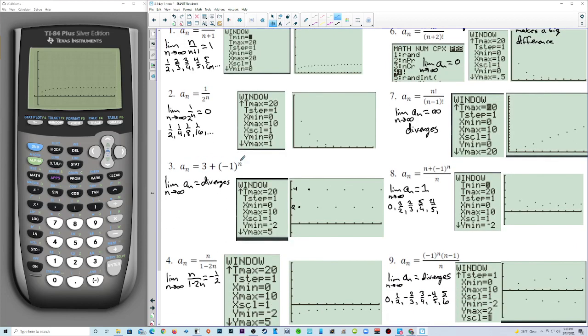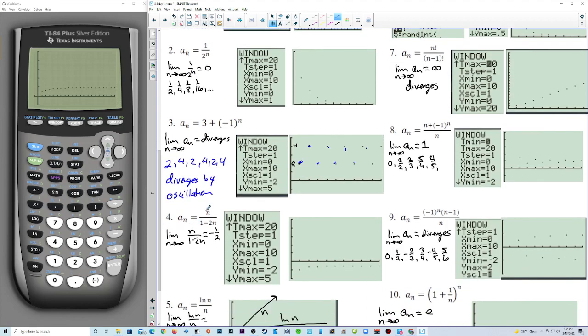Number 3. If we plug 1 in, we get 2, 3 minus 1. When we plug 2 in, that'll be 1, 3 plus 1 is 4, and then it goes 2 when we plug 3 in, and then 4, and then 2, and then 4. This diverges by oscillation, because you cannot converge to two different values. It's going 2, 4, 2, 4, 2, 4, and we say that's diverging. So the terms are not converging to one single value.